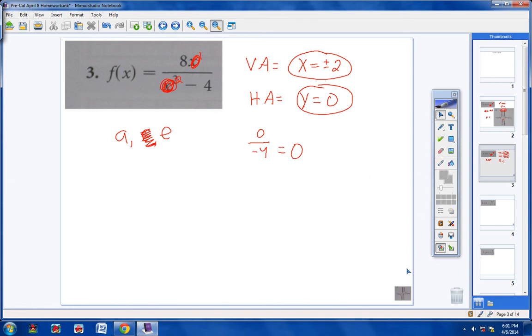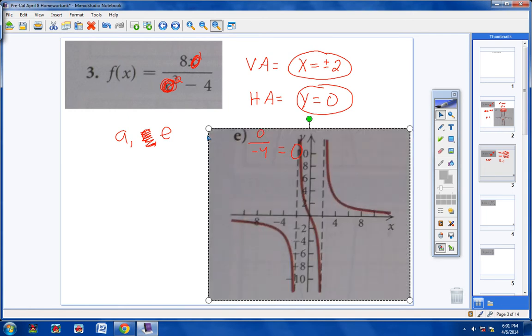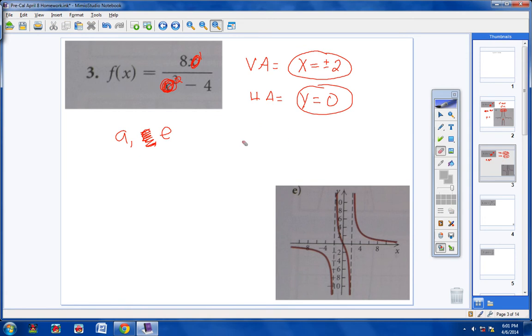Now, let me show you the answer. Let me explain to you why your answer, let me get rid of some of this math here, is the letter E and not the letter A. Let me explain to you why, okay?